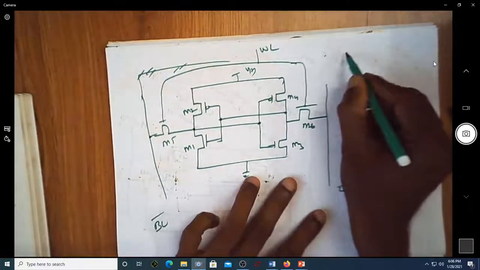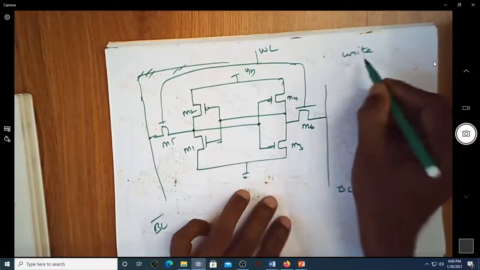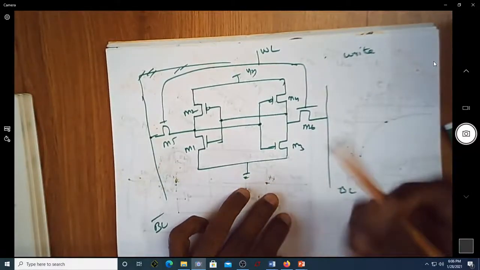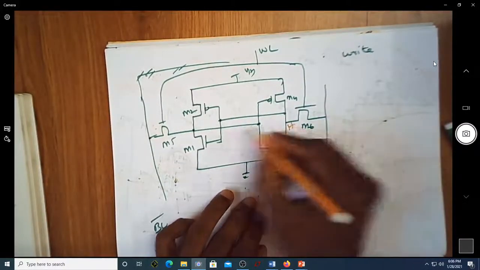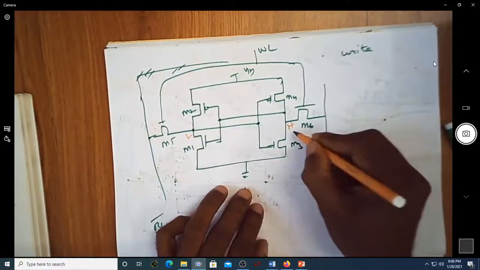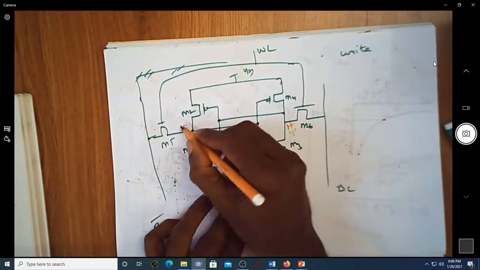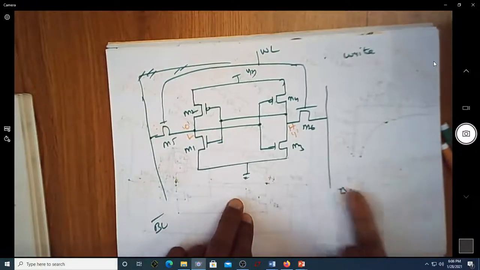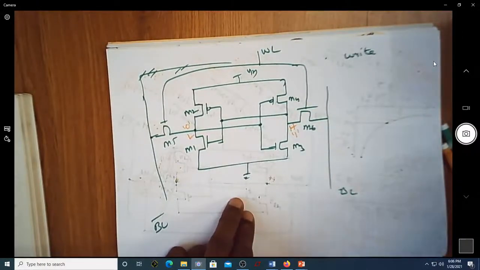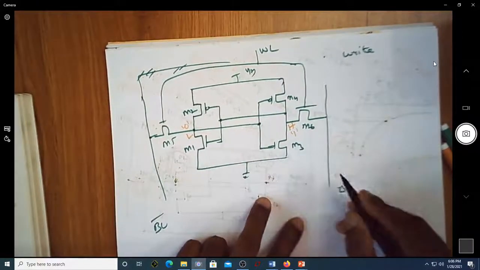Now I want to write. So assume that the value that is stored is high here. If it is high, then actually this is low here. So you have actually stored a 1. Now assume that you want to write a 0 onto this, because this is the earlier value. I want to write a 0.